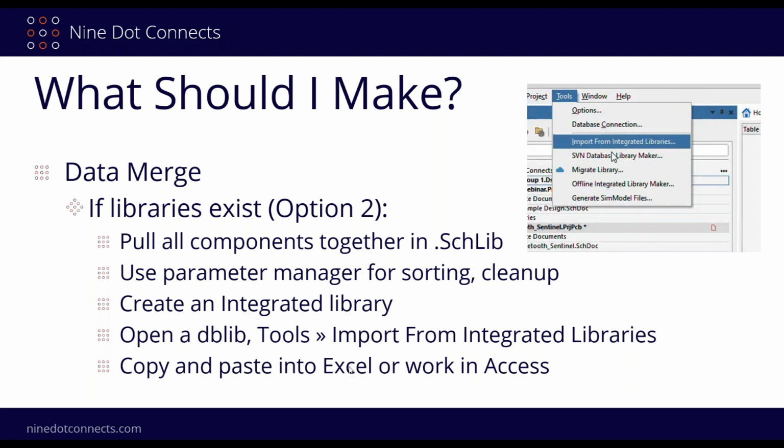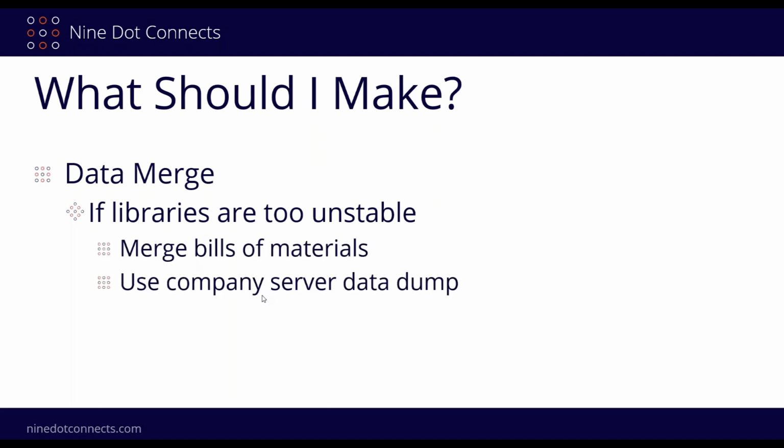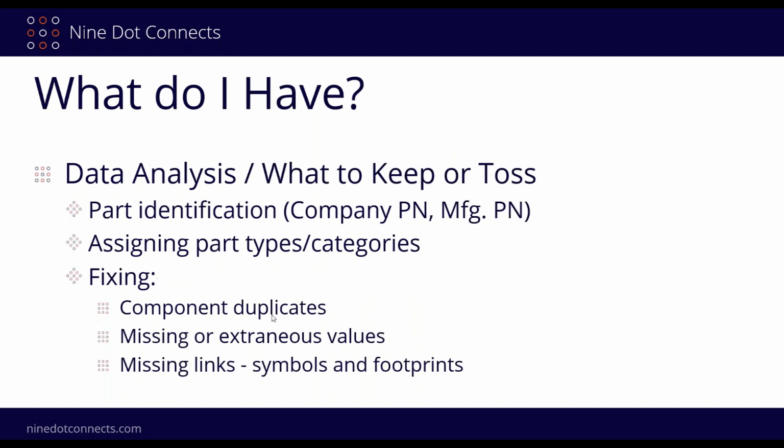So it's not going to be as fluid as Excel when trying to make, let's say, bulk or gross changes to your information. Now, if the libraries are too unstable, and we've come across this here at 9.connect, what we mean is you just can't rely on them. There's nothing you can salvage from them. Then you can merge a bill of materials together, use the company server data dumper, or both, and then import them into Excel, and that's where you're going to start from there.